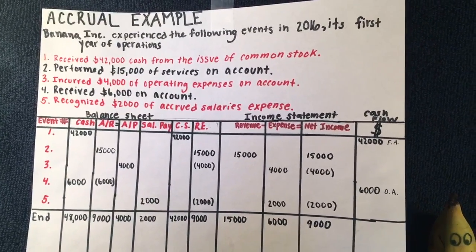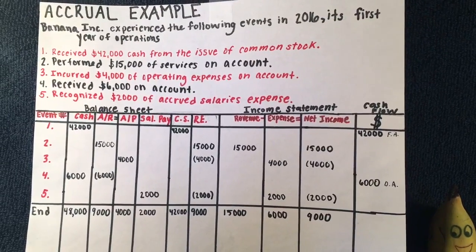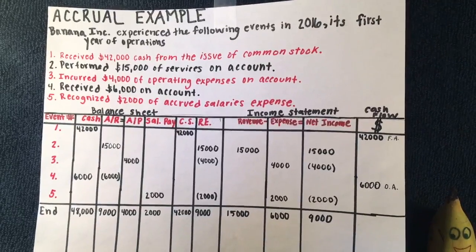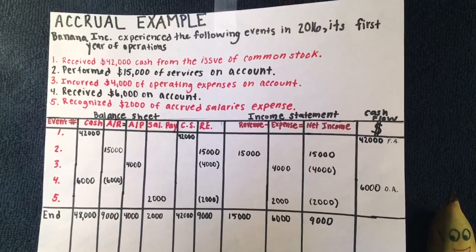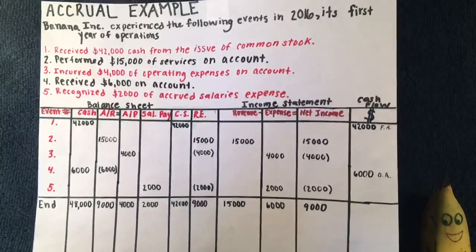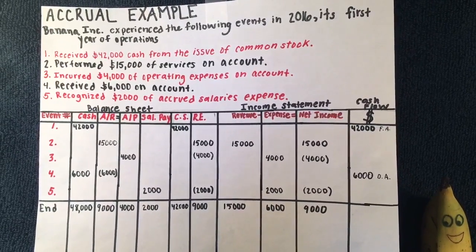In Event 2, Banana Incorporated performed $15,000 of services on account. This would increase accounts receivable by $15,000, which would be counted as revenue, and would increase net income, and when closed out would increase retained earnings by $15,000.